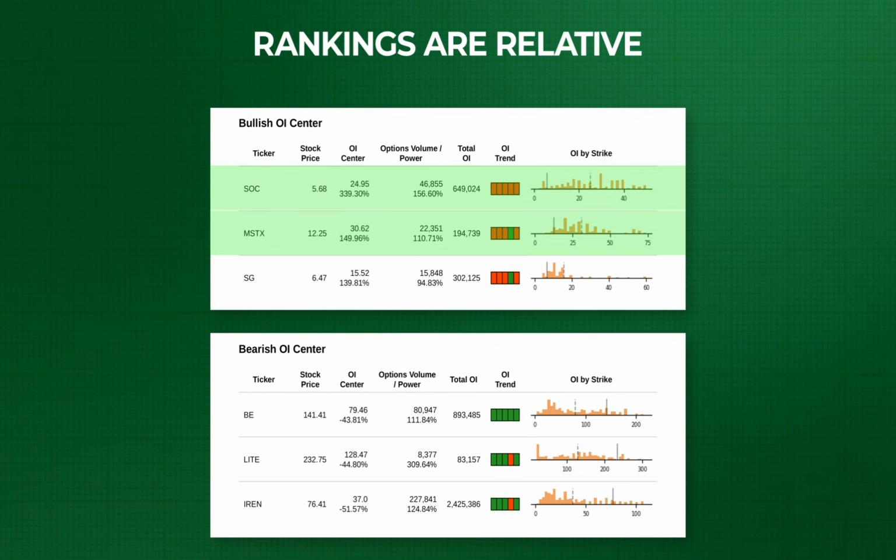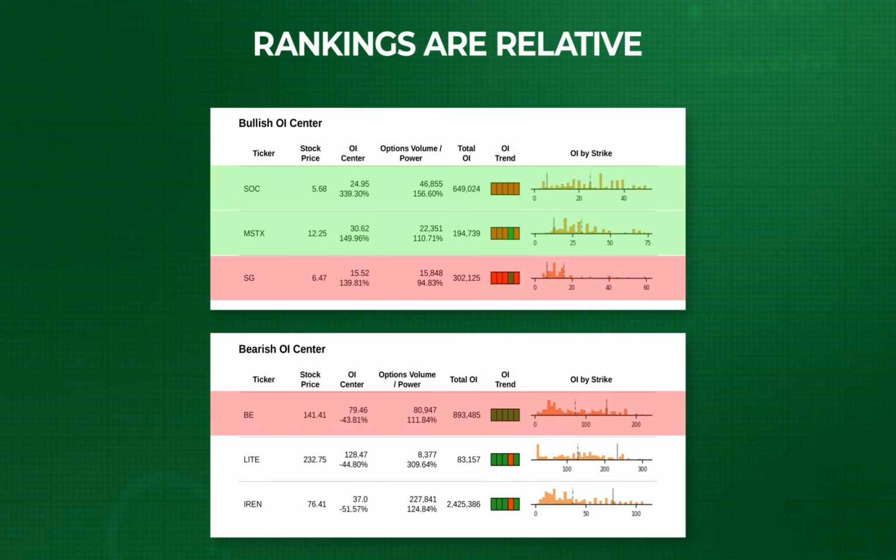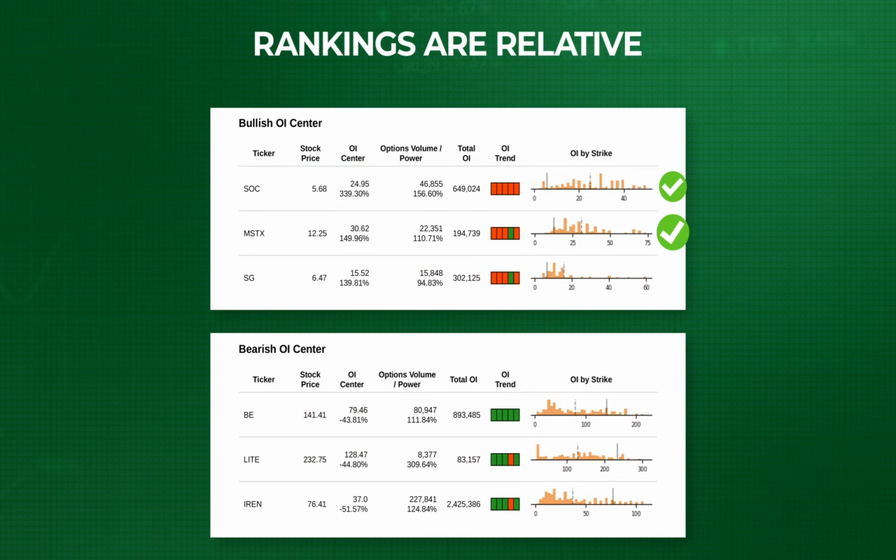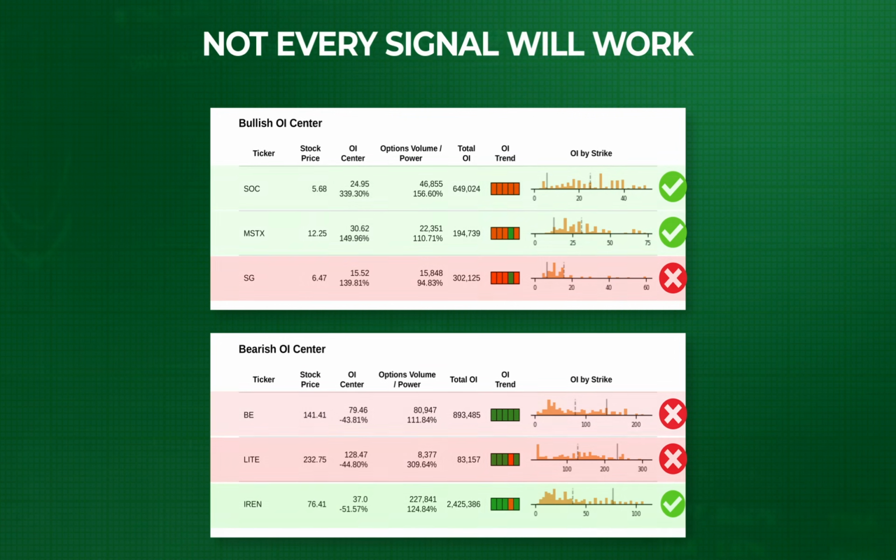But remember, those rankings are relative. There are always 3 on each side, even if the day isn't showing true extremes. This is why you'll find yourself opening and closing so many trades with this approach. Some tickers will be in the top groups of the report for a few days. Others rotate quickly, and not all of them work out.